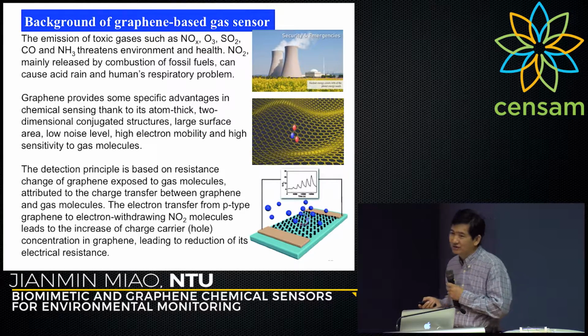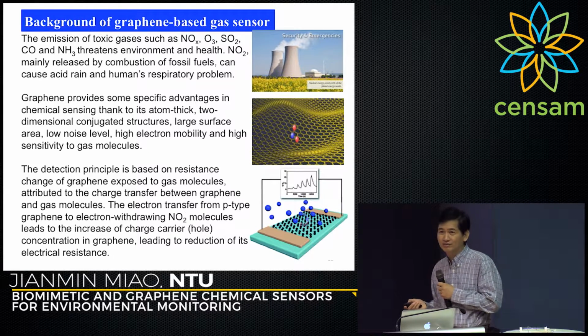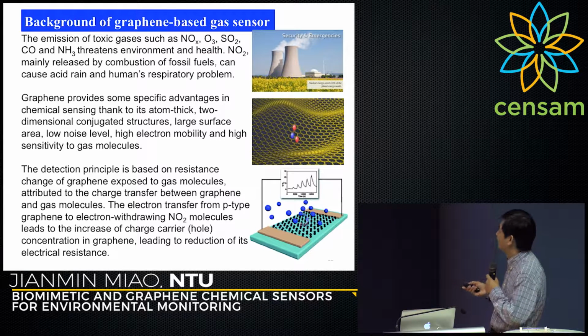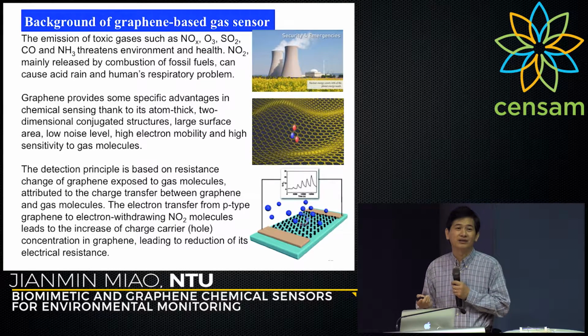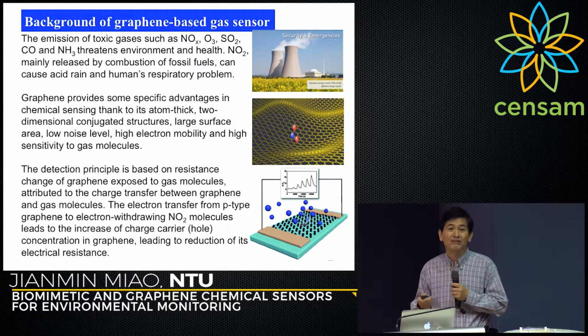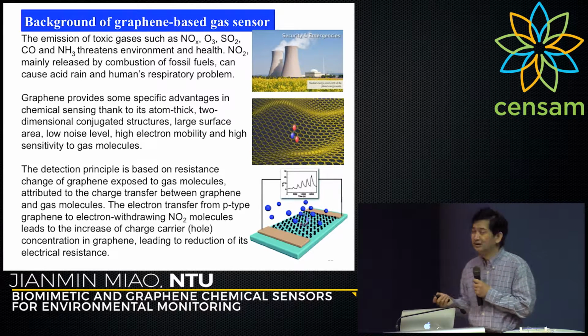The detection principle is generally quite simple. We place two electrodes, and if this is graphene, place one here, and so we can measure the conductivity. Actually, we apply voltage and measure the current, how much.